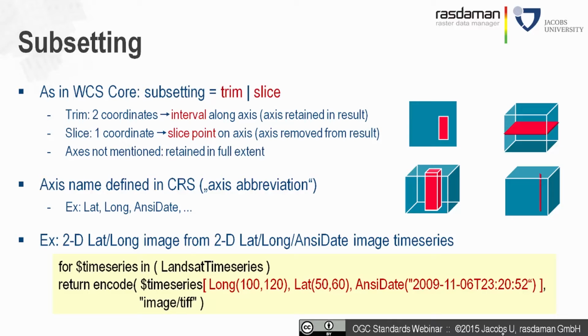So where do we get the axis names from? These actually are defined in the CRS. So if you look under the axis abbreviation, you will find lat and long. And for the novel time coordinate systems that are being established by OGC, you would find, for example, ANSI date or geological date or whatever. Good. So now we can do subsetting as in a WCS request, but now it's embedded in an expression. So, of course, we have much more flexibility now.